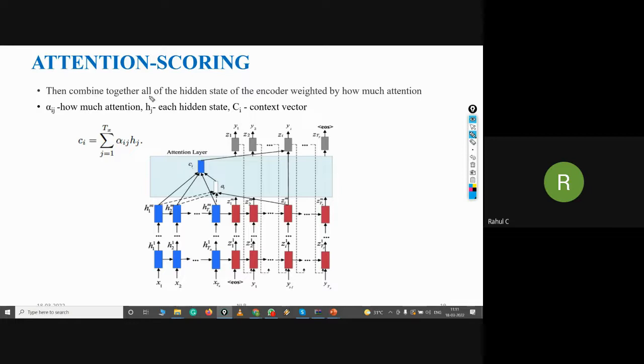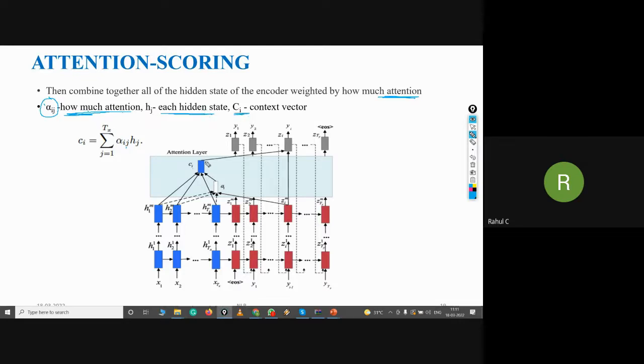What we are doing is combining together all the hidden states of the encoder, weighted by how much attention is needed. So this alpha_ij shows how much attention is needed. And h_j means the hidden states, each hidden state. J varies according to the timestep, j equal to 1 to Tx. So alpha, as I already explained, is how much attention I have to give to this word. Then this is a hidden layer, and c_i is known as the context vector.